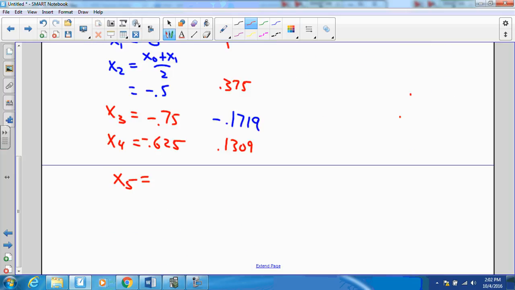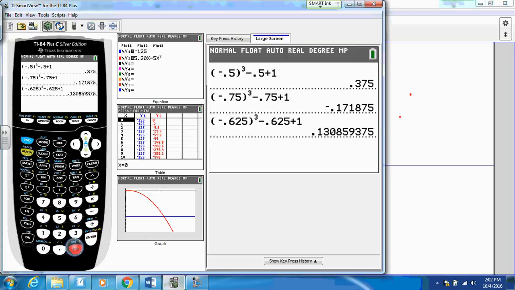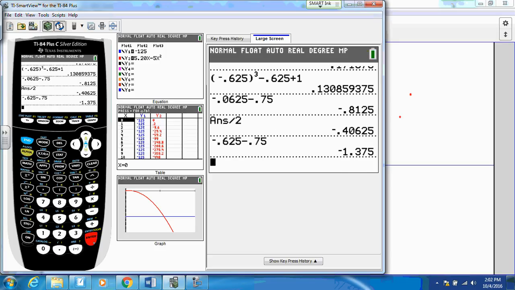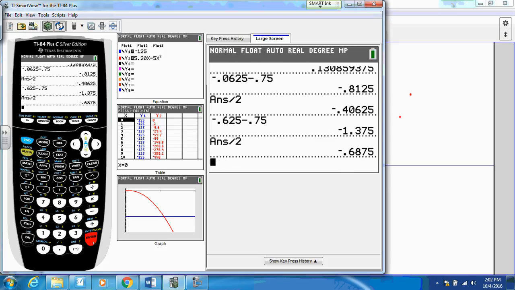Well, we'll try one more. The average of these two, at this point, is kind of beyond my mental math. So my x that I should try, no, that's wrong. Negative 0.625 minus 0.75 divided by 2. There we go. Is negative 0.6875.